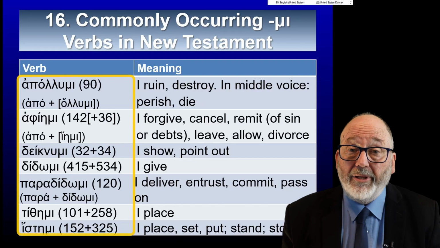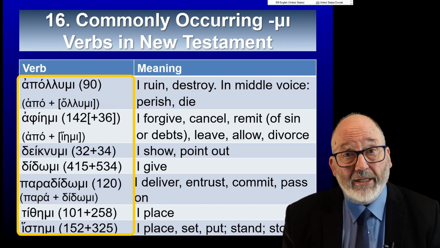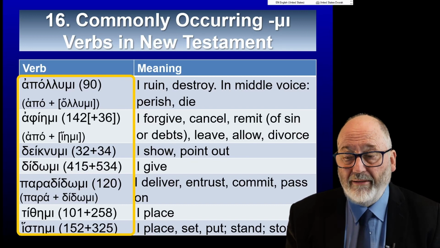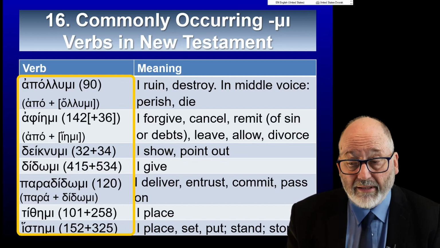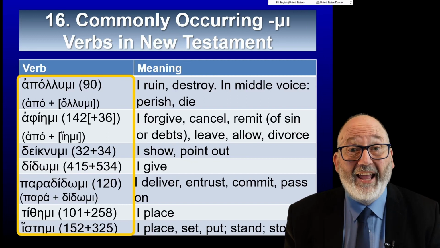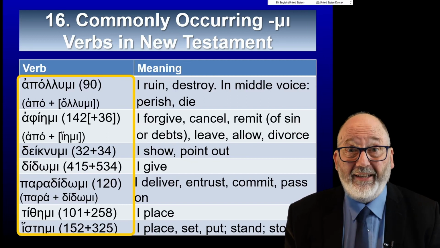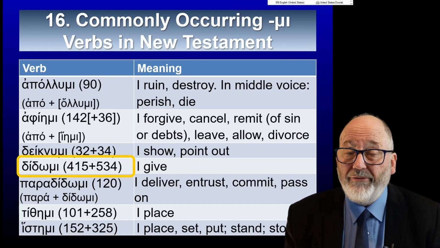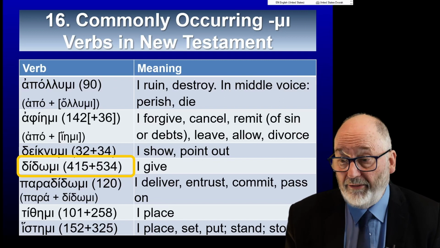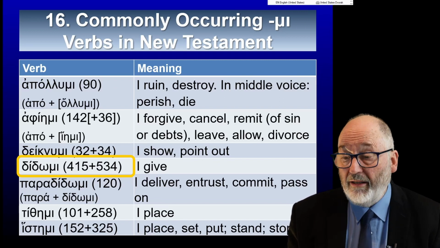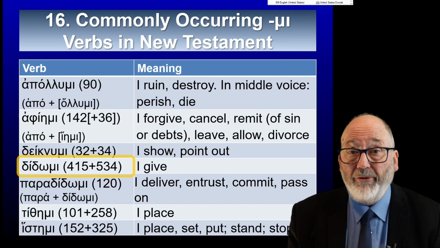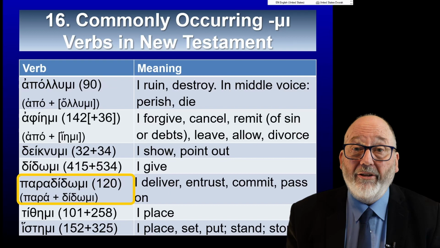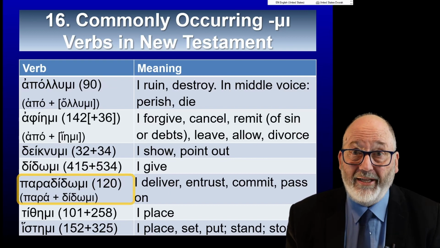Here is a list of some of the commonly occurring mi verbs in the New Testament. There is apollumi, aphiemi, deiknumi, didomi, paradidomi, tithemi, histemi. And some of those occur quite frequently, as you will see. Didomi, for example, occurs 415 times just by itself, and in compounds it occurs a further 534. One of those compounds is paradidomi, which itself occurs 120 times in the New Testament.